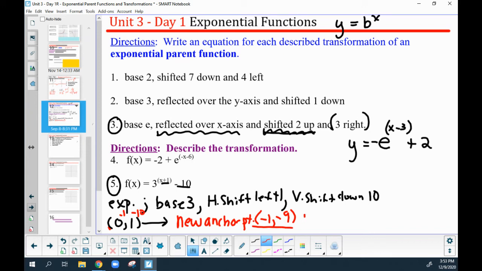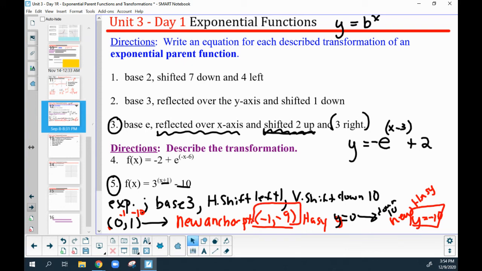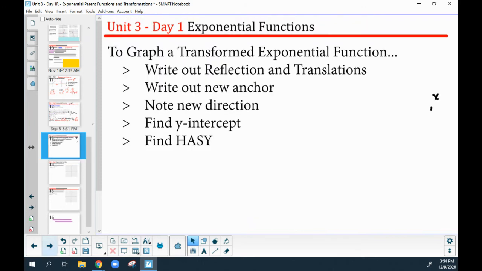The other thing that's also important is that horizontal asymptote. It used to be, remember, y equals 0, but we shifted down 10. So now the new horizontal asymptote is y equals -10. Understanding these two steps I just did really solidifies that you understand the transformation we discussed. That'll be super helpful when we graph.